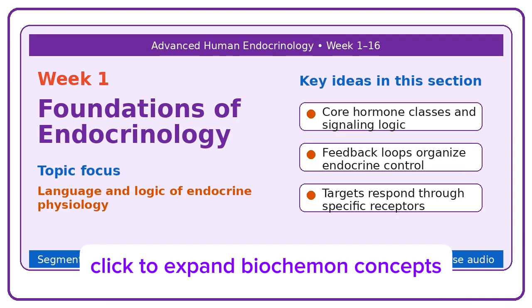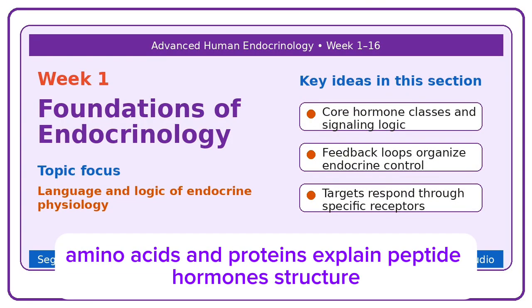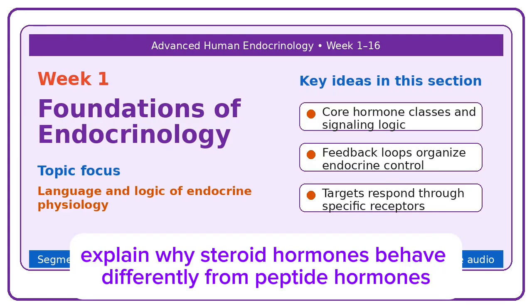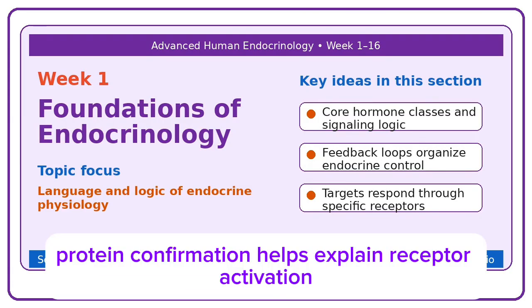Biochem 1 concepts. Amino acids and proteins explain peptide hormone structure and receptor binding. Lipids and membranes explain why steroid hormones behave differently from peptide hormones. Protein conformation helps explain receptor activation.